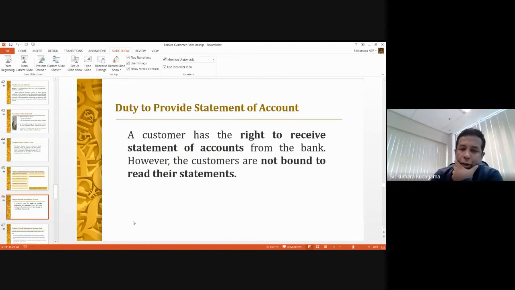No. So we'll go into the next slide. That is duty to provide statements of account. A customer has a right to receive a statement of account from the bank. However, the customers are not bound to read their statements. Remember Tai Hin Cotton Mill's case. Customer is not bound to read statements. Still, is entitled to receive a statement from the bank. Right?